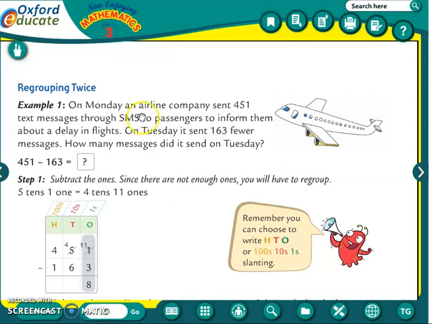On Monday an airline company sent 451 text messages through SMS to passengers to inform them about a delay in flights. On Tuesday, it sent 163 fewer messages. How many messages did it send on Tuesday?